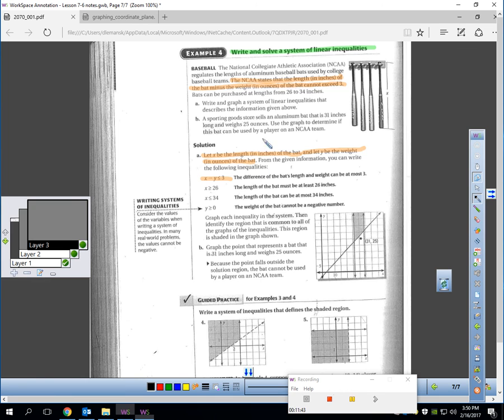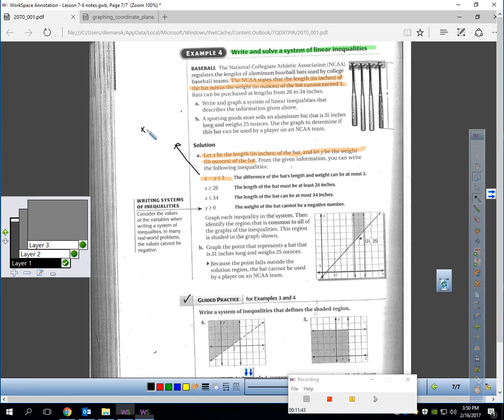You will have word problems that will ask you to do that also, like in this question. The NCAA regulates lengths of aluminum bats used by college baseball teams. The NCAA states that the length in inches of the bat minus the weight in ounces cannot exceed 3. So if x is the length of the bat, and I let y be the weight, x minus y cannot be bigger than 3. So it's got to be less than or equal to 3. So there's one inequality.